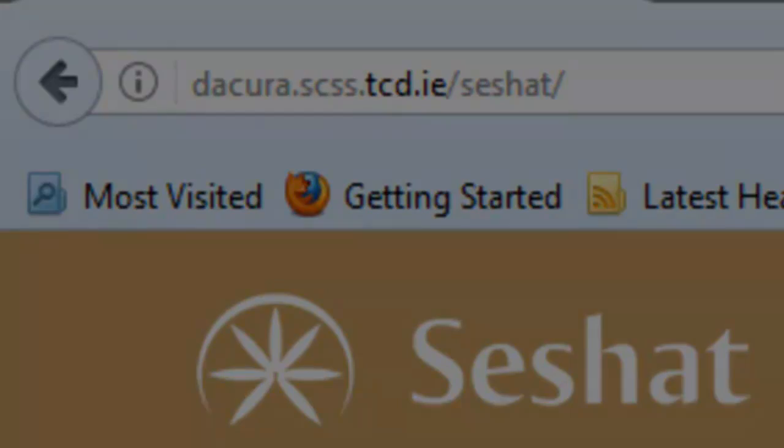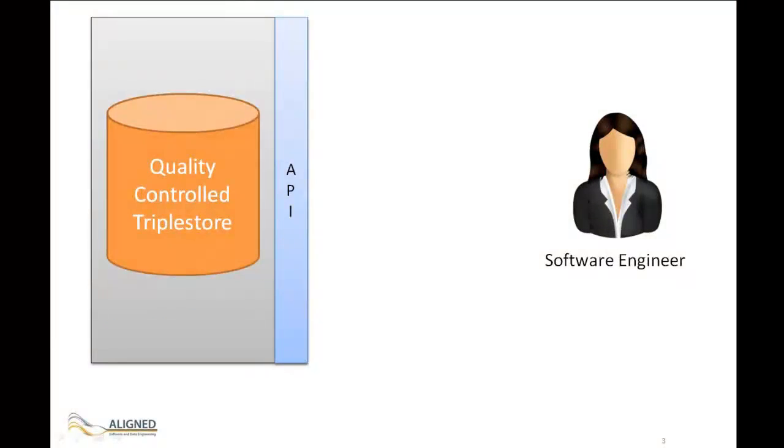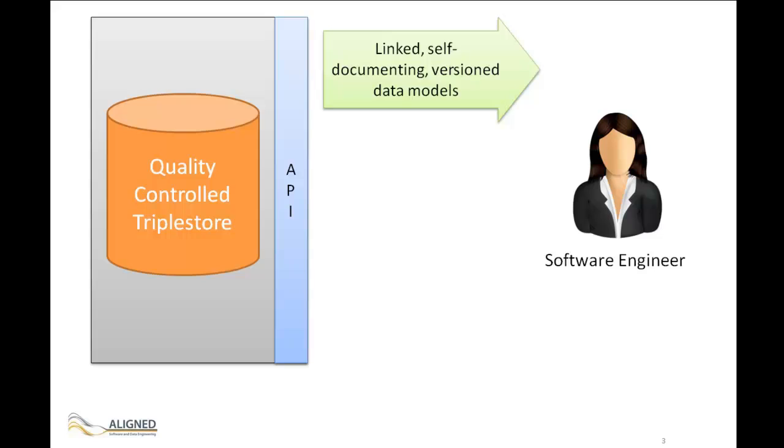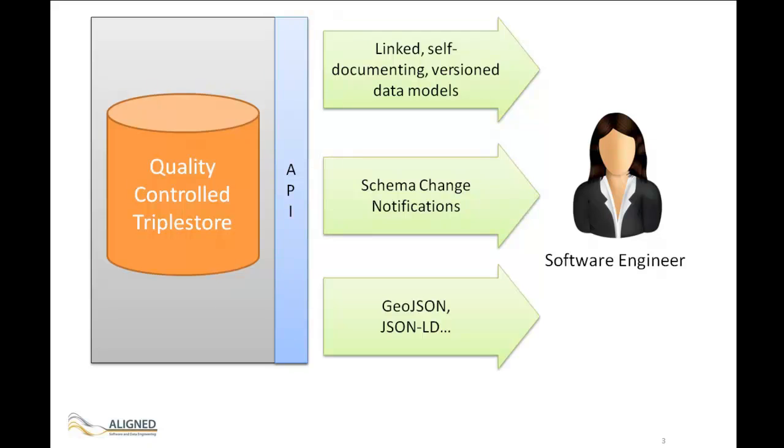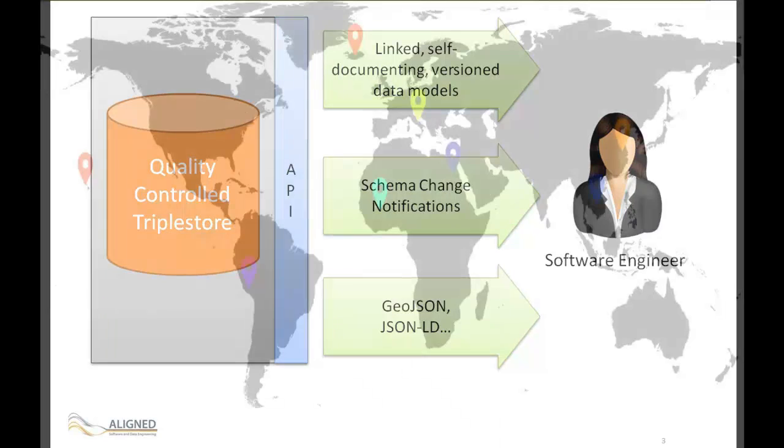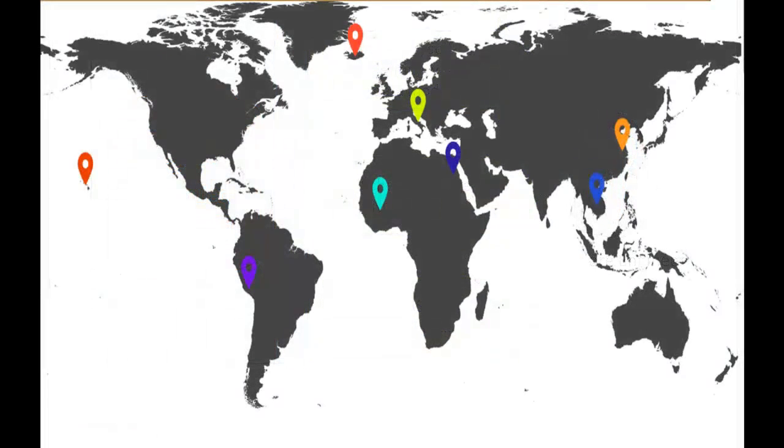The Dakura API also provides several services to software engineers developing code that utilizes the data curated by the system. These include reliable access to version control, self-documenting data models, and URLs that are linked from the data, schema change notifications, and the automatic production of simpler formats which are more familiar to traditional web developers. In this case, a GeoJSON stream is automatically made available, describing all of the features in the dataset that have a geographical location associated with them.